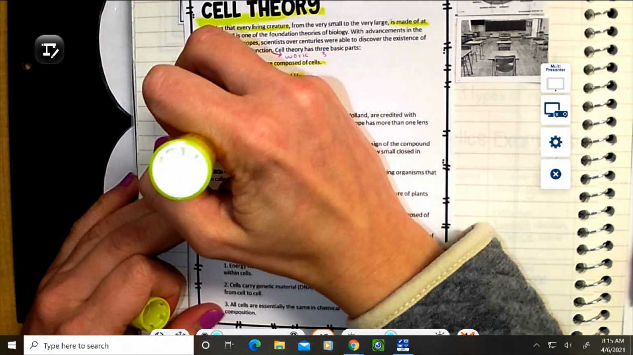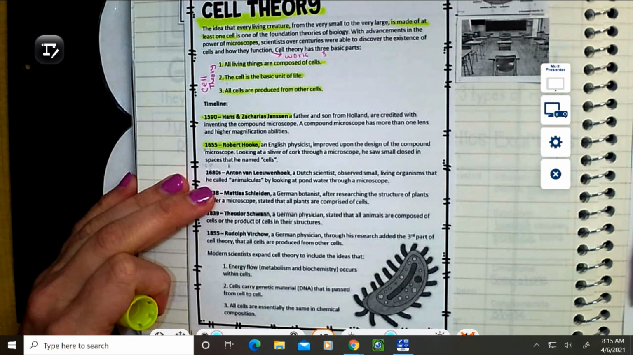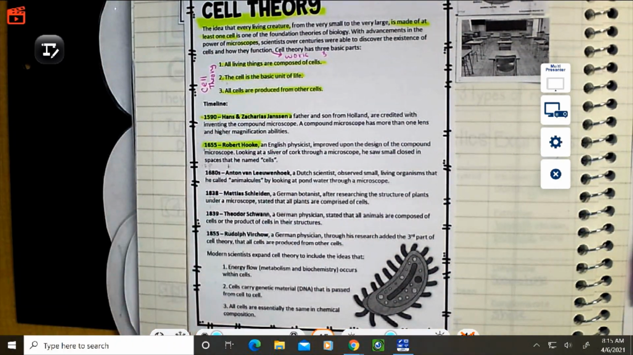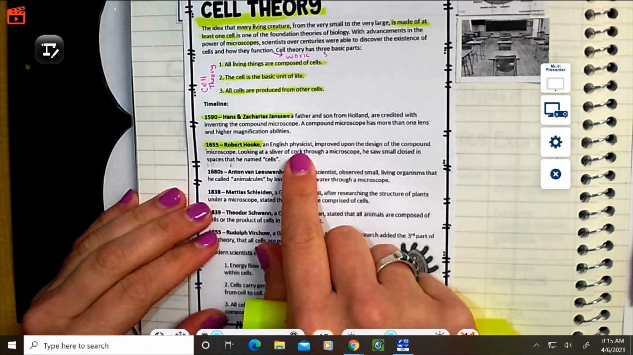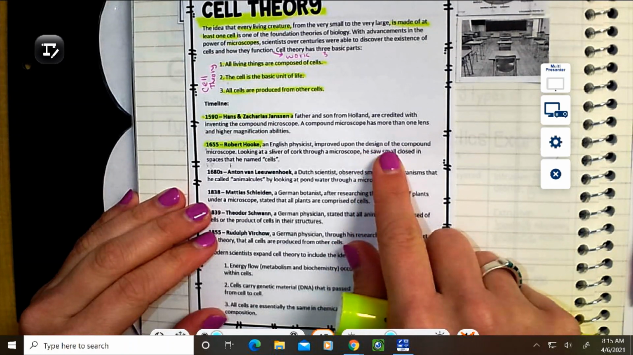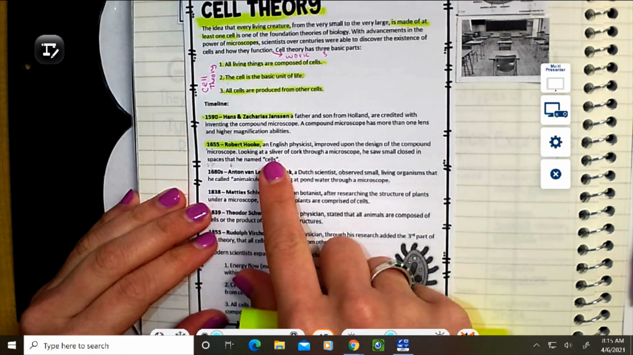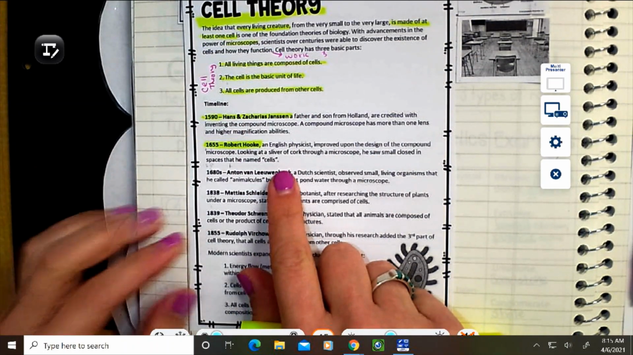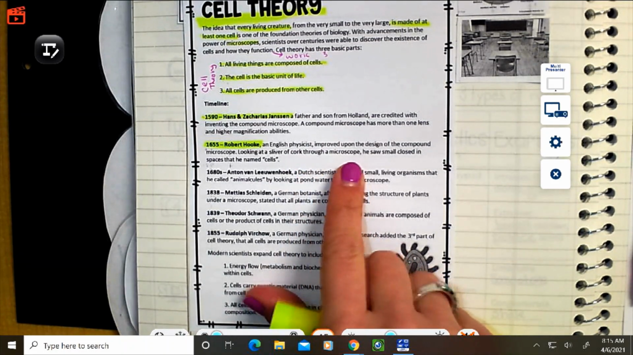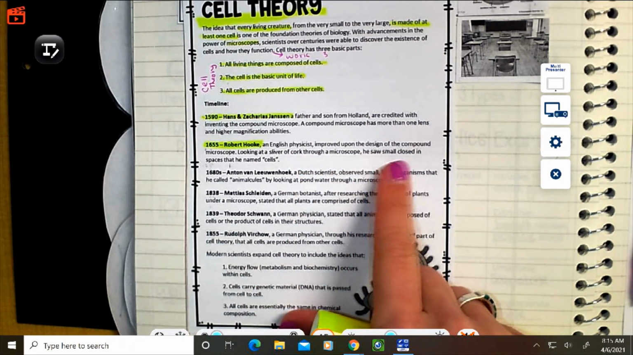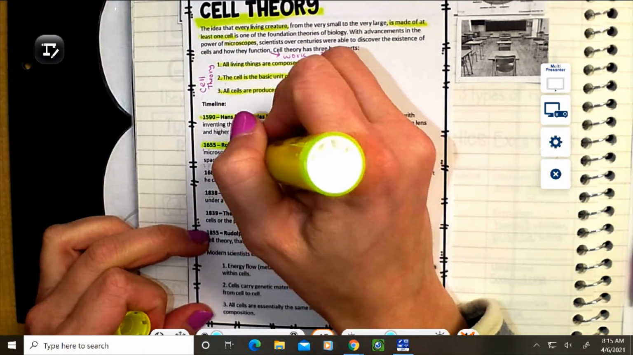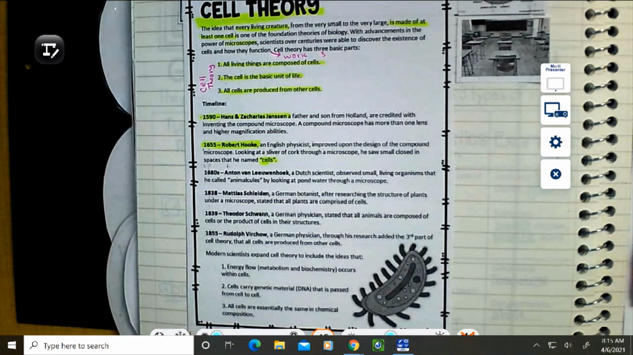In 1655, Robert Hooke, that's pronounced Hook, an English physicist, so he's from England, and that means he does physics mostly, improved upon the design of the compound microscope, looking at a sliver, that means a very thin slice of cork, which is a kind of plant, through a microscope. He saw small closed-in spaces, and he named them cells. So Robert Hooke is the guy who invented the name cells.